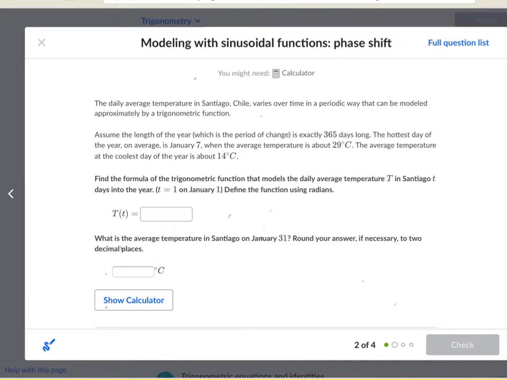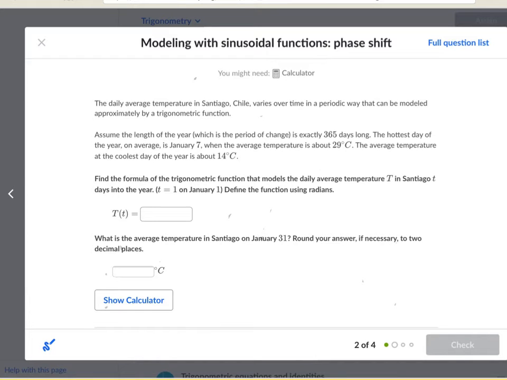Okay, here's another one. This one's the average temperature in Santiago, Chile, I guess. Anyways, the year is 365 days long. All right, so I'll let you read it. I don't read too good. In any event, the form of our answer is going to look like the following. Because we're talking about phase shifts here, the phase shift is coming out of this part right there, and so we'll deal with that, but we can deal with everything else in the first place.